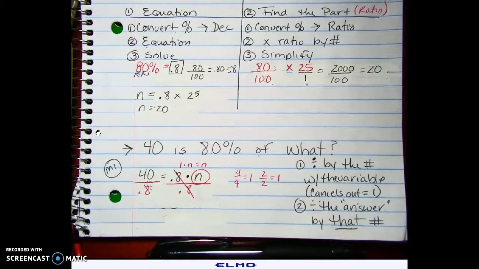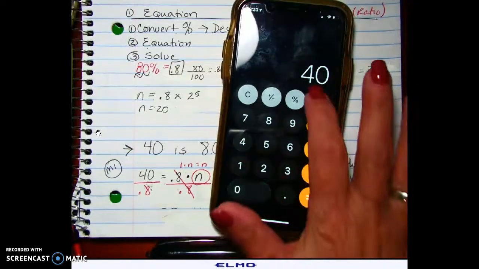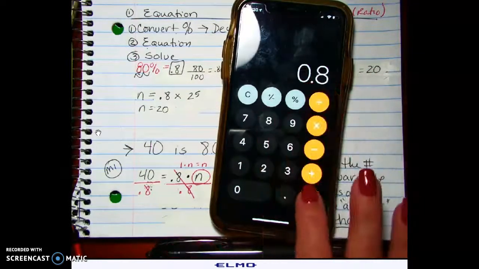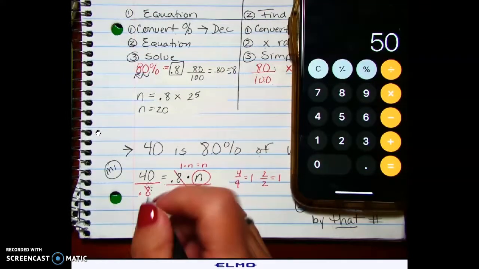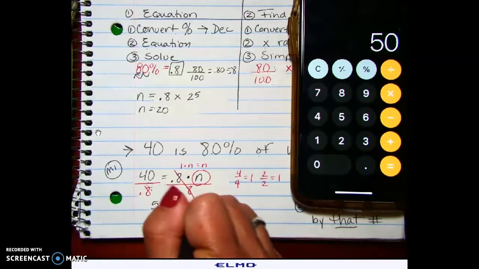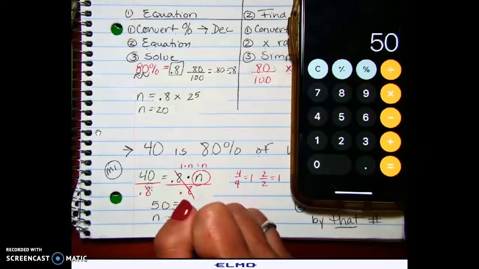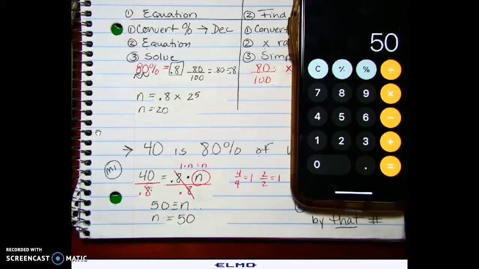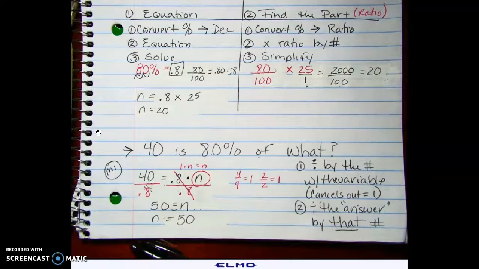Now I'm going to use my handy dandy calculator because I can, I'm allowed. So I take 40 divided by 8/10, and that equals 50. So guess what? 50 equals n, or you can even change it around and say n equals 50. That's the same thing.